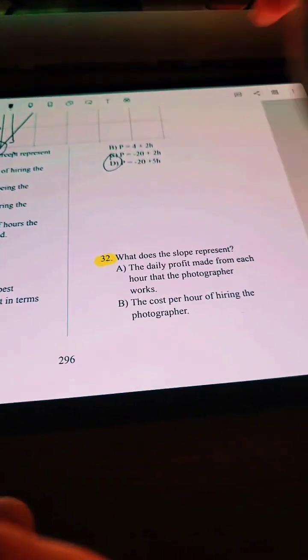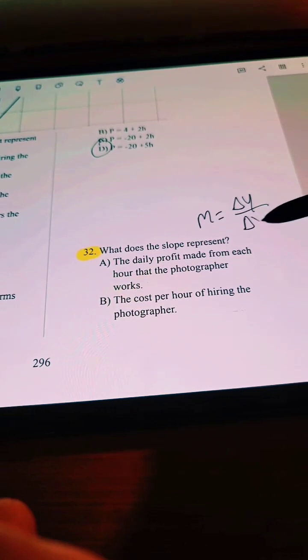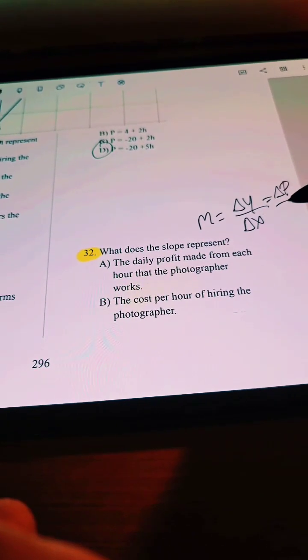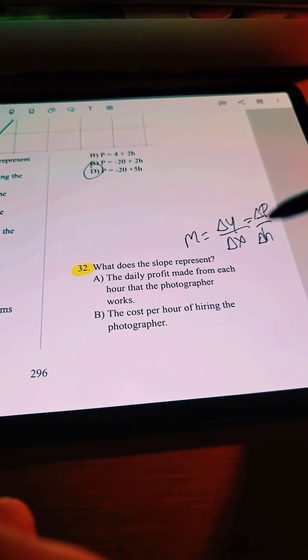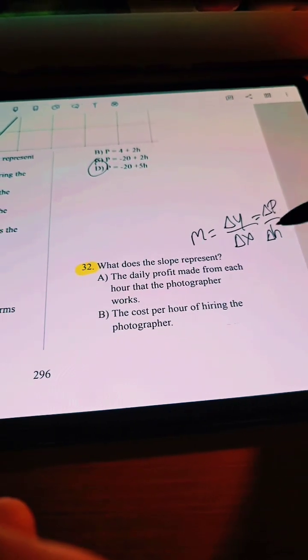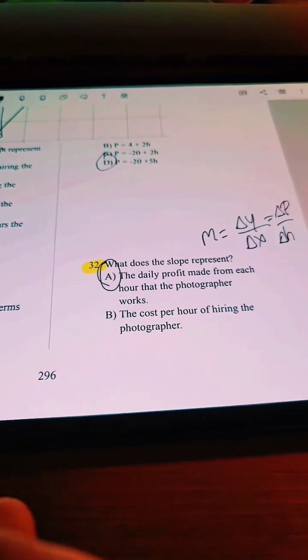So if you're thinking about slope in units being like the change in Y over the change in X, or in this case, the change in P over the change in H, it would be the change in the daily profit over the change in the hours worked, or for each hour worked. So it's A.